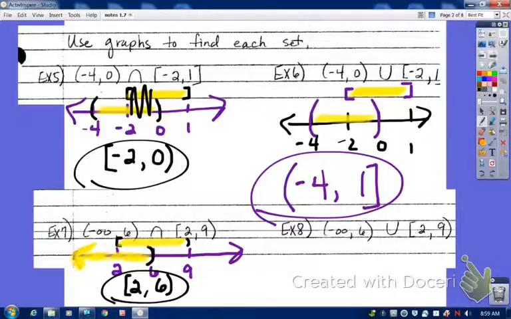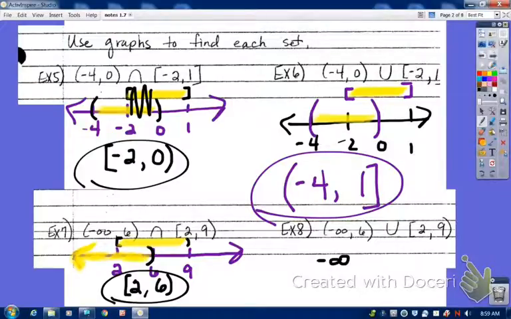Alright, so we're going to use 7's graph because the numbers are exactly the same. We won't redraw the graph for number 8, but this time change it to a union. So if we take our graph from 7 and we do a union, we just include everything that we've shaded. So that means we're going to shade, what's the smallest number that we've shaded? Negative infinity.